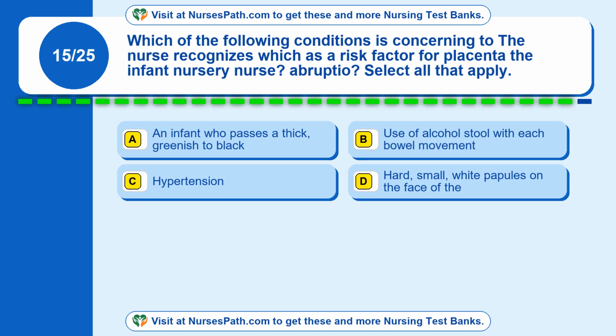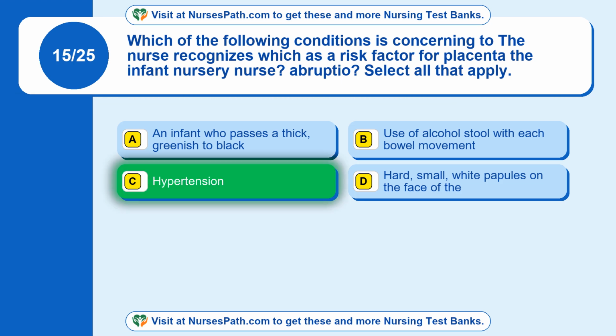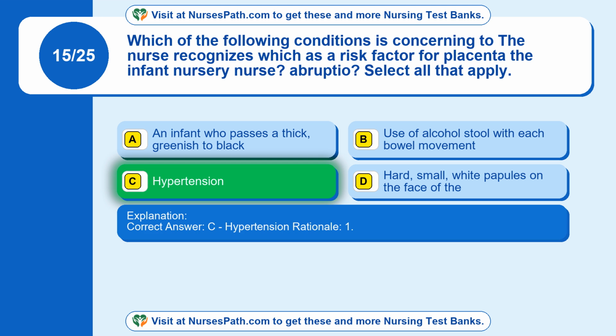Question 15. Which of the following conditions does the nurse recognize as a risk factor for placenta abruptio? Select all that apply. Option A. An infant who passes a thick, greenish to black stool with each bowel movement. Option B. Use of alcohol. Option C. Hypertension. Option D. Hard, small, white papules on the face of the infant. The correct answer is option C. Hypertension.